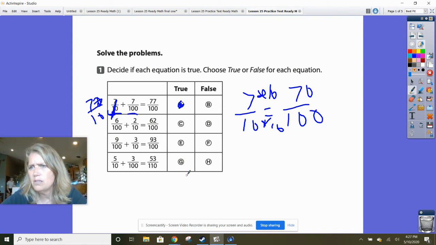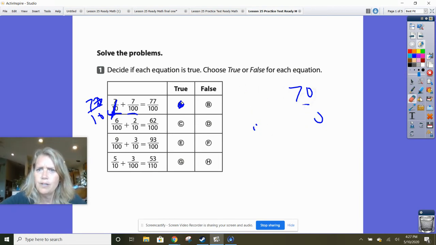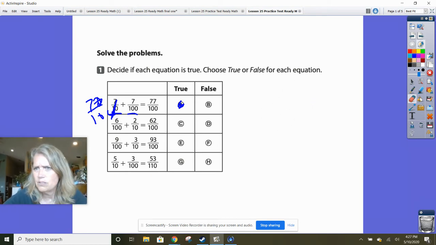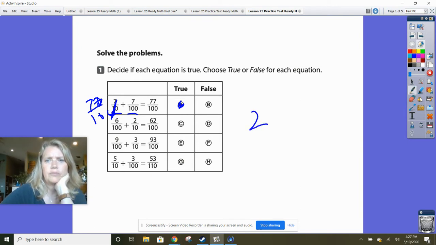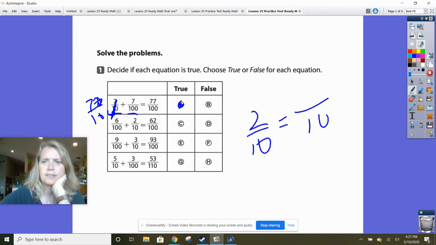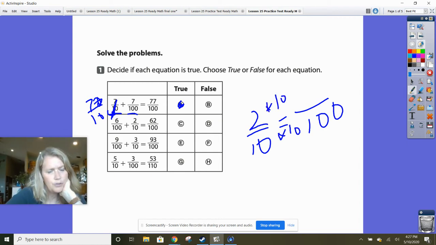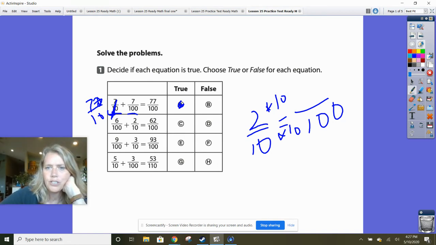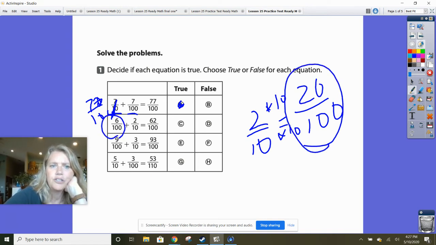Okay, so let me erase. Okay, quick erase. So now we've got to change the 2 tenths into hundredths times 10 times 10. So this is all the work that you should be doing when you take your test. You find paper or use your whiteboard. You should be showing your work on each problem. That would give us 20 hundredths. So then we have 20 hundredths plus 6 hundredths is 26, not 62.